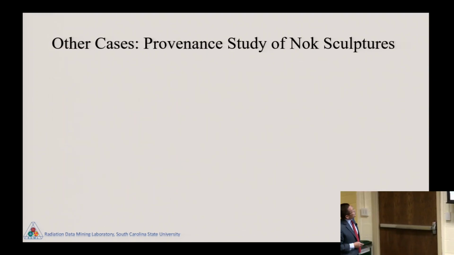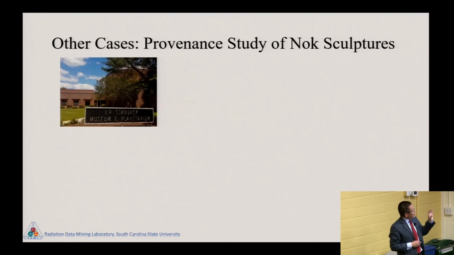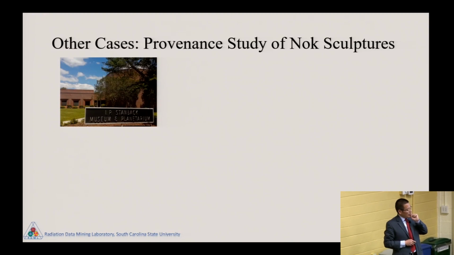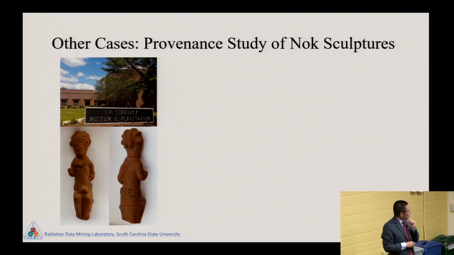The last one, I'm going to talk about a provenance study of Ife sculptures. There's a small museum on campus, an African-American museum. It has a lot of statues that come from Western Nigeria, Western Africa. They are about 2,000 years old.